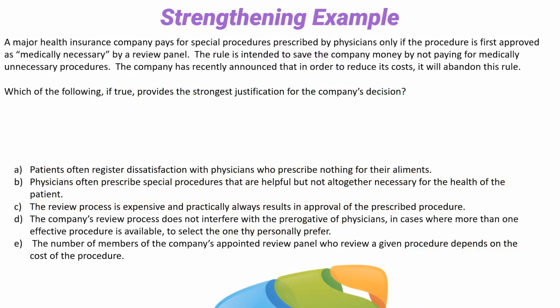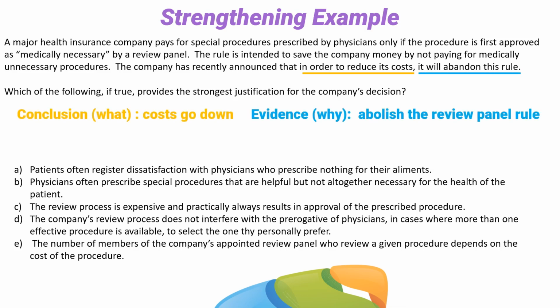This is a bit too long to read out loud, so go ahead, read it on your own, and then we'll dive in. Okay, first, what is the conclusion? What's the goal? What is it we're trying to do? Well, we want to reduce costs. Okay. Why are the costs going down? How are they going to achieve that? Well, they're going to eliminate the review panel. So the argument is, if they eliminate the review panel, that makes costs go down.